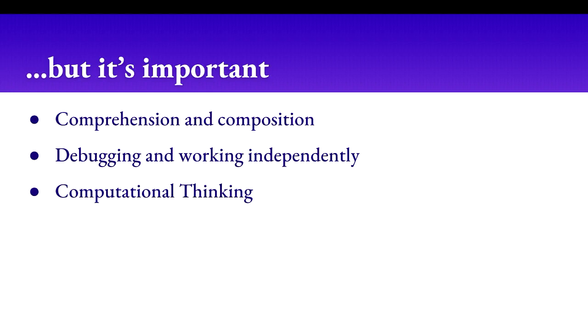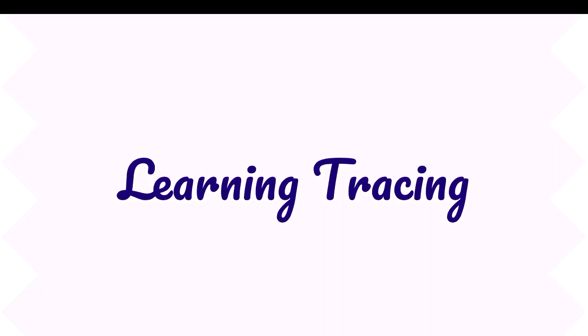And tracing is important. Comprehension has a big impact on composition. When a student doesn't understand their own code, it's very hard for them to add to it. Debugging code is much harder when you don't understand how your code works. It's harder to spot the bug if you don't see where the bug really is. Finally, it helps with computational thinking, because being able to simulate a computer in your head is kind of the thing about computational thinking. So how can we teach tracing to students?